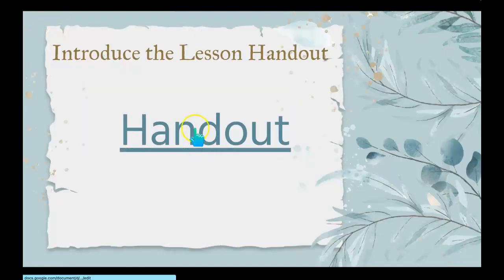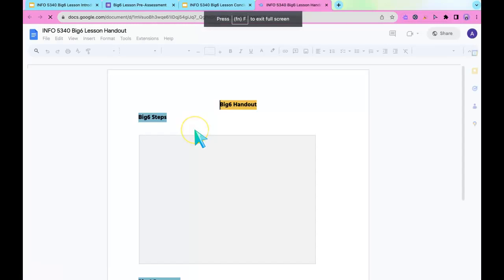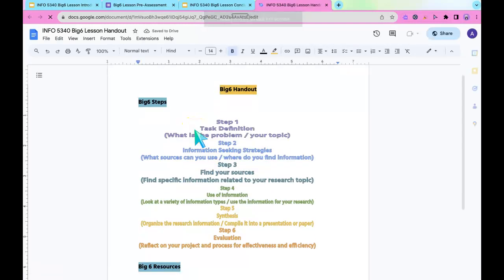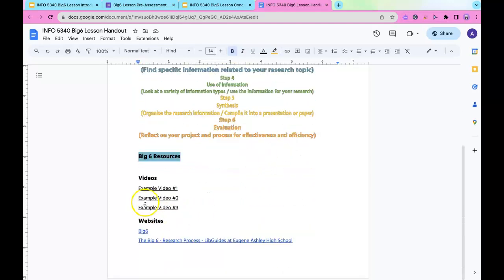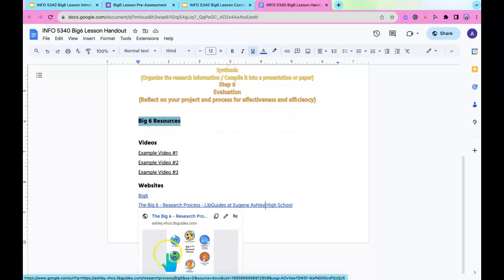So here's the handout that you should have. We're going to look at it real fast. On the handout, you do have all 5 steps, and they tell you what the steps are, and then it tells you what this actually does. Here are some resources. I've got 3 different videos. Here's the first one. The other 2 don't kind of pop up like that. And then there are 2 websites. The first website is actually from the Big 6. It's their organization. And then this kind of gives you a nice graphic in the step order, kind of in a cycle of how you would do this.